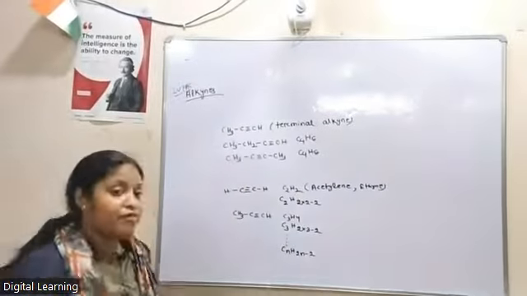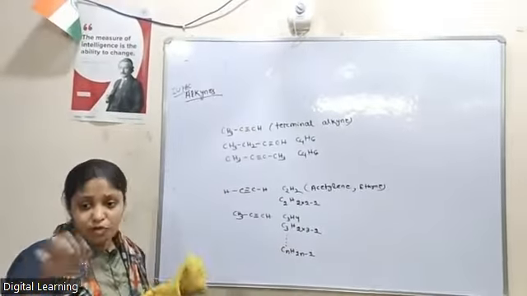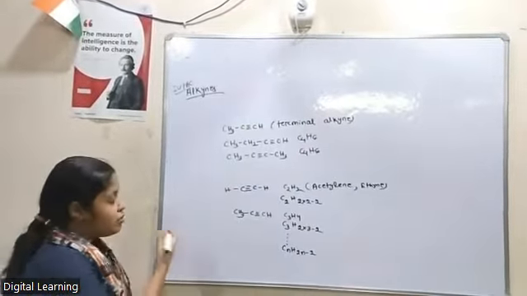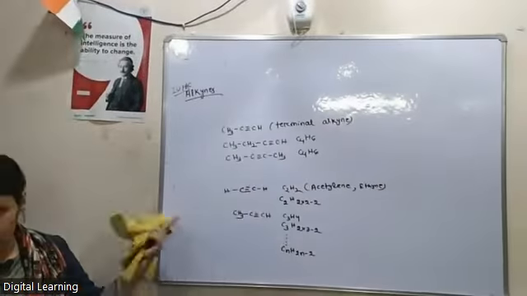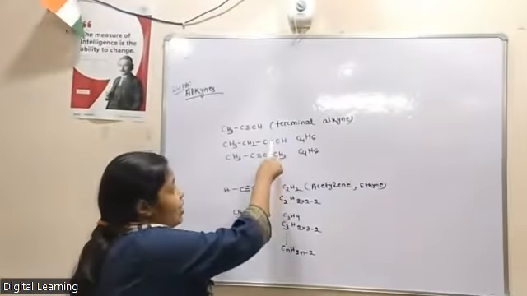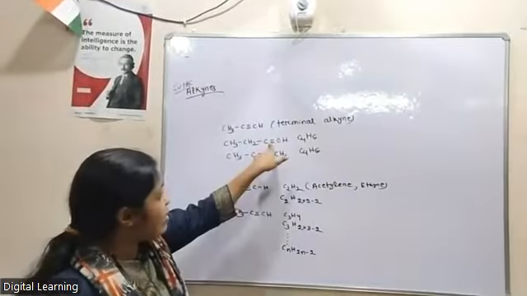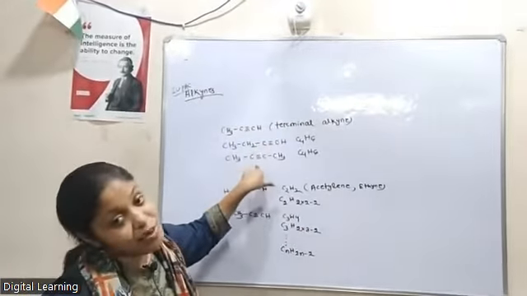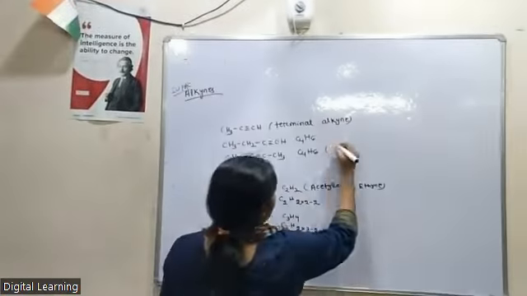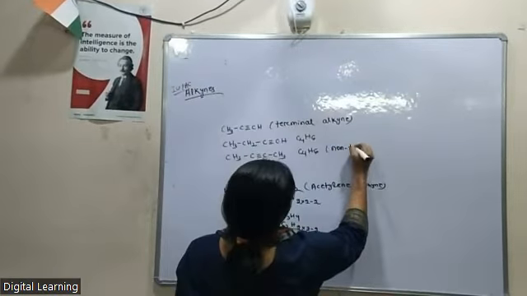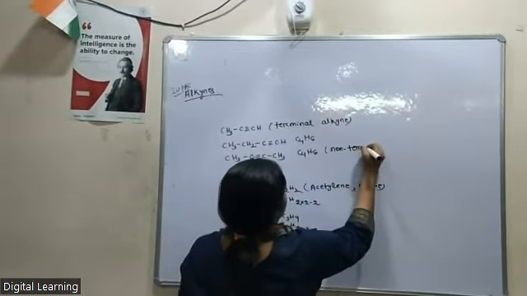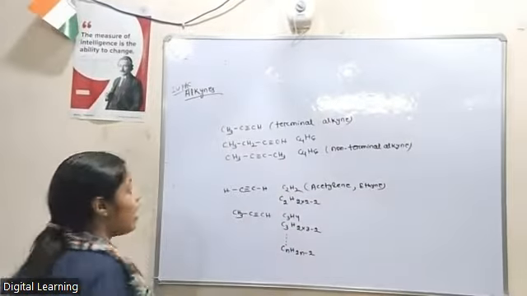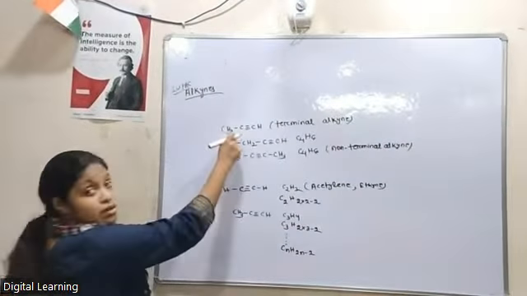There are various types of isomerism: chain isomerism, position isomerism. We will teach it after this chapter. In this case, the triple bond is present at the terminal position, so this is a terminal alkyne. But in this case, it is not at the terminal position, so this is a non-terminal alkyne. So we can write the general formula for alkyne as, mark it.